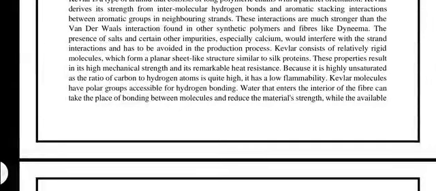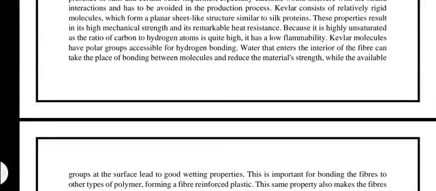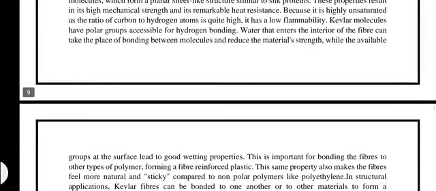Kevlar consists of relatively rigid molecules which form a planar sheet-like structure similar to silk protein. These result in its high mechanical strength and its remarkable heat resistance, because it is highly unsaturated as the ratio of carbon to hydrogen atoms is quite high. It has a low flammability.